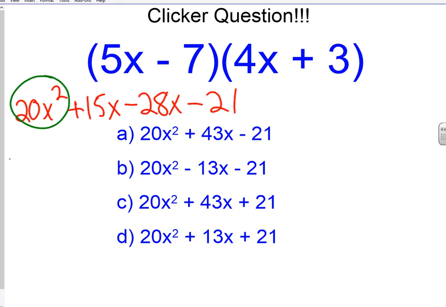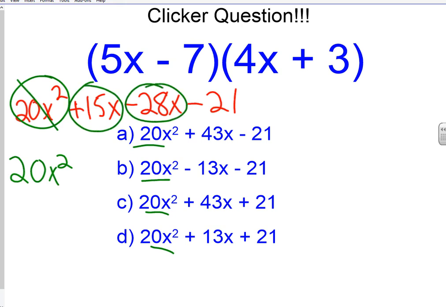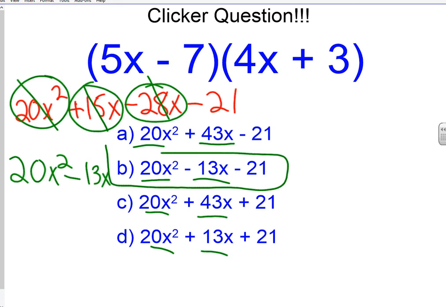Highest exponent, write it first. All of them have it. Next highest exponent, check for like term, combine it. 15 minus 28 is negative 13x. And that's why B is our answer. And of course, negative 21 goes straight to the answer.